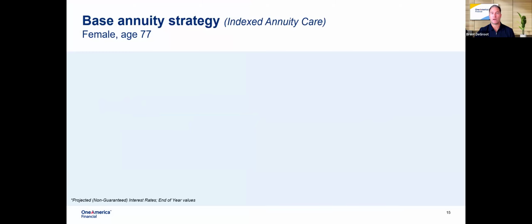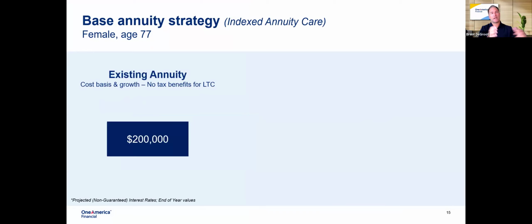And I'm going to use our indexed annuity care here. But here's a female age 77. She had an existing annuity that had grown now to 200,000. So she started it fairly early on, and it had grown much more than the original amount that she had put in, but it's now 200,000. So what we're going to do is just 1035 exchange, doing that via our e-app process, ask those 4 knockout questions, and if they can answer no, be instantly approved.